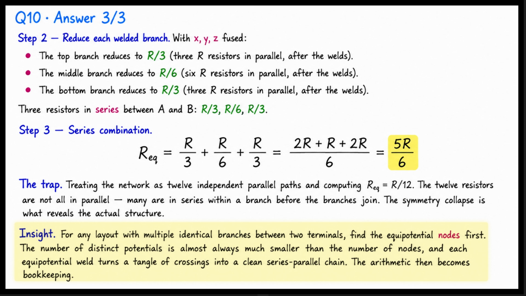The transferable insight: for any layout with multiple identical branches between 2 terminals, find the equipotential nodes first. The number of distinct potentials is almost always much smaller than the number of nodes, and each equipotential weld turns a tangle of crossings into a clean series parallel chain. The arithmetic then becomes bookkeeping.